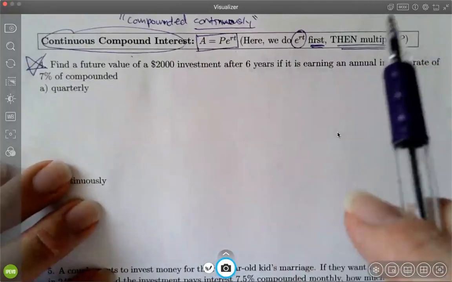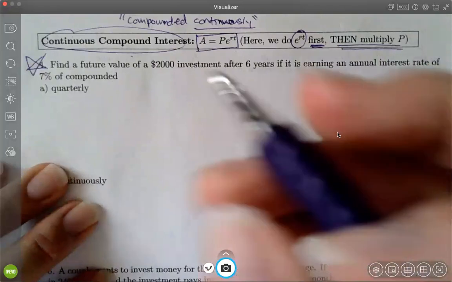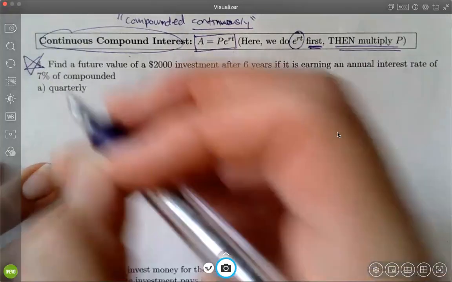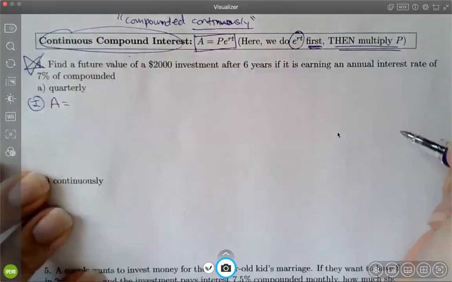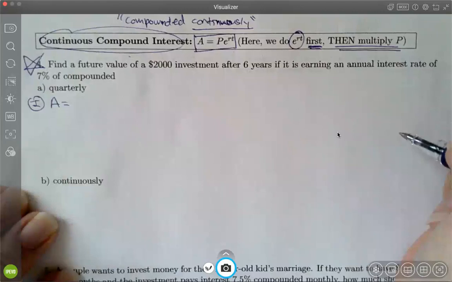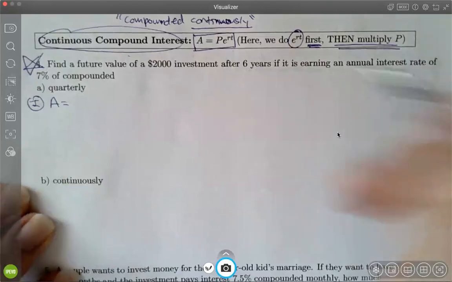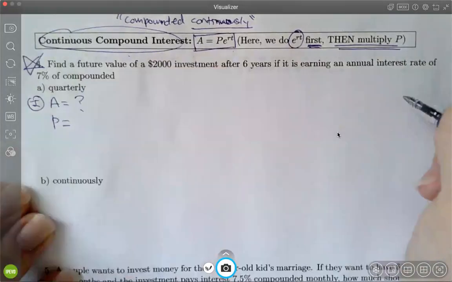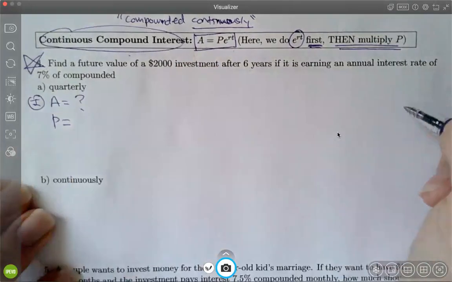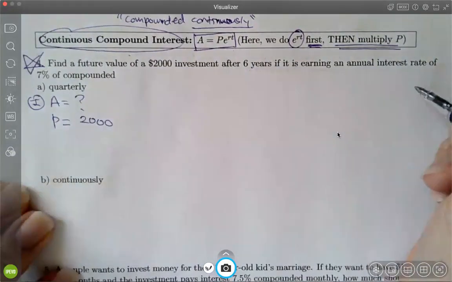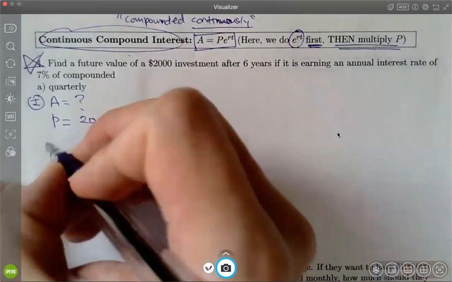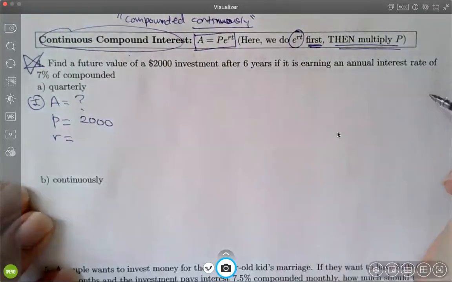Now, based on how this problem is written, do we know the value of A? The future amount. Do we know it or we don't know it? Yeah, we don't know. Now, do we know the principal, the money that we put in right now? And what is that? 2,000. And now, do we know r? And what does r mean? Interest rate. And what's the interest rate?